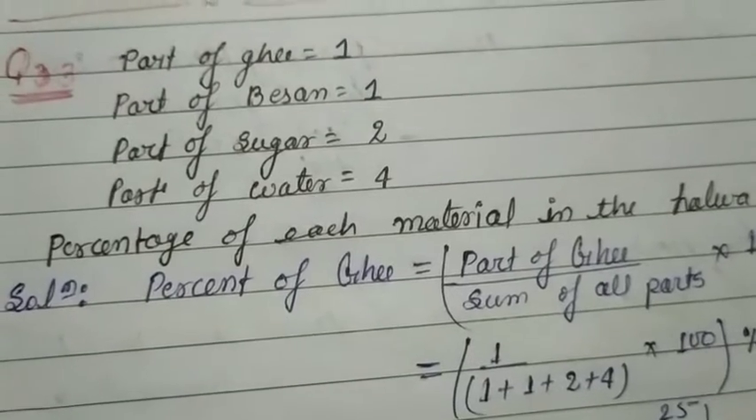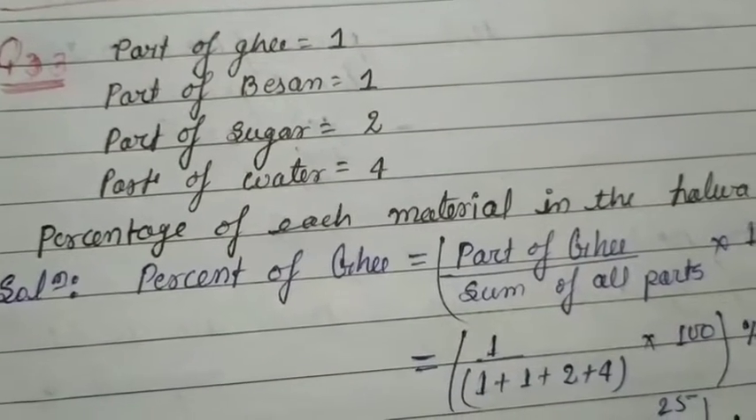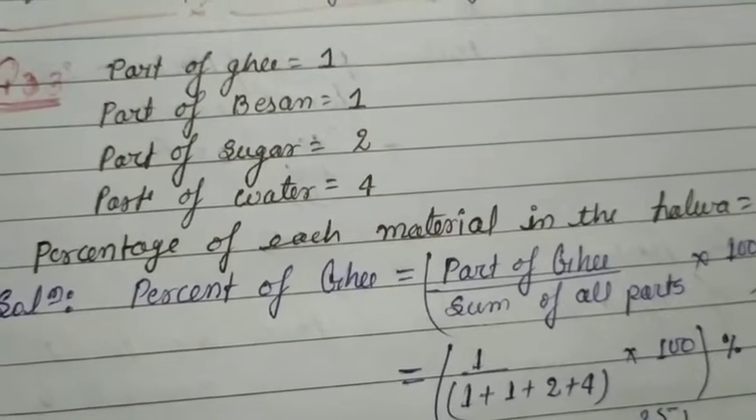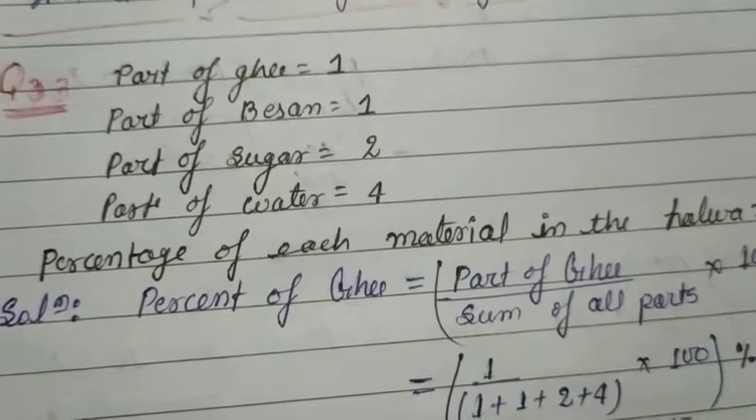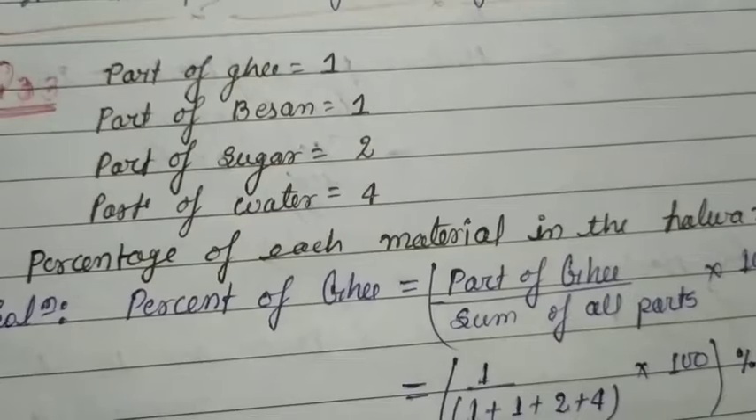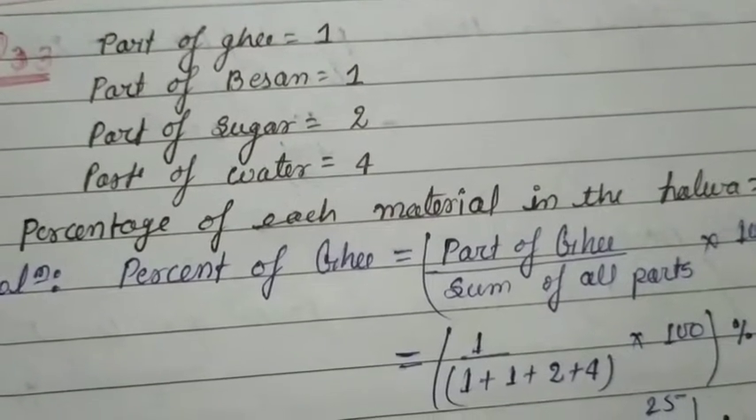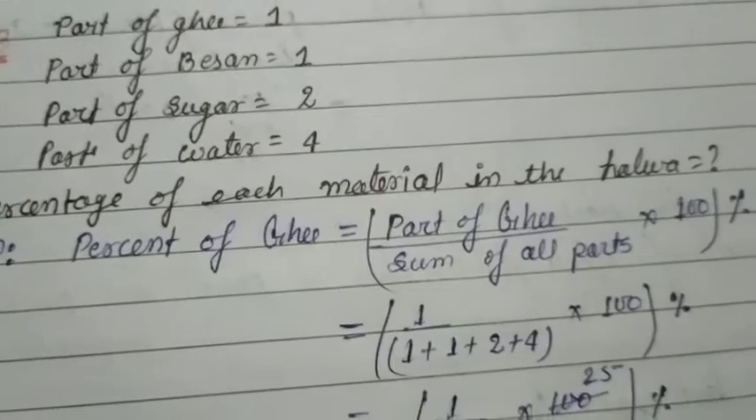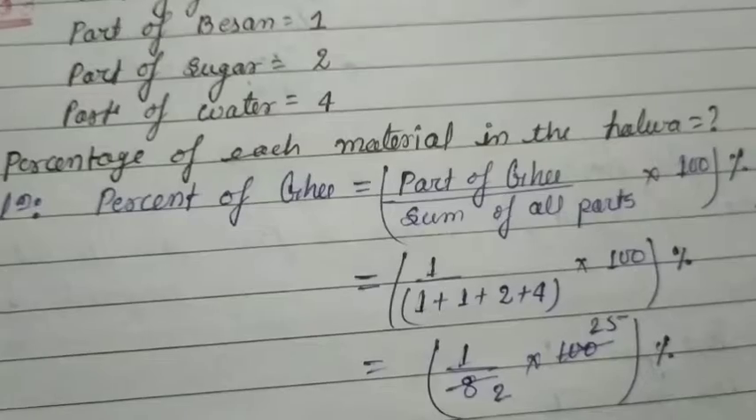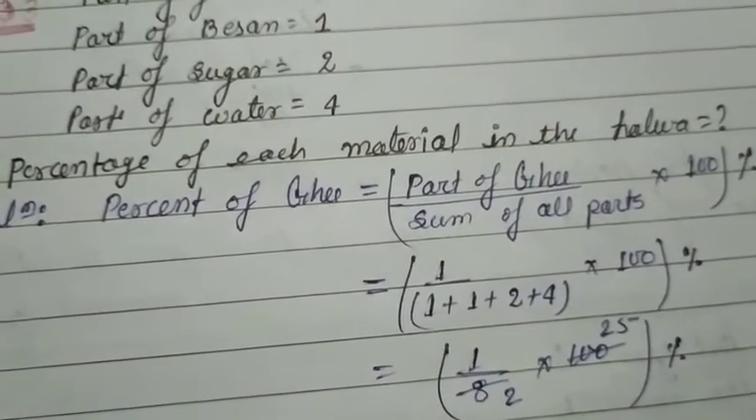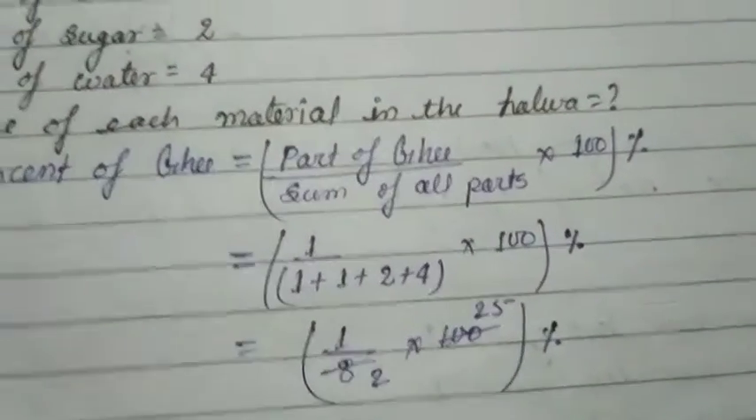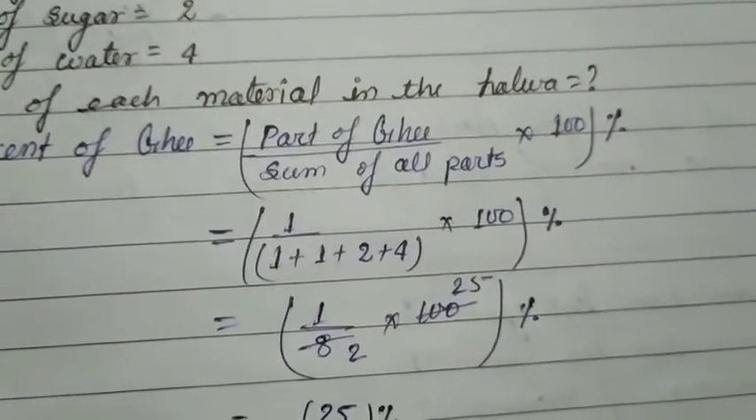When your mother asks you to cook halwa, she will instruct you to take 1 part of ghee, 1 part of besan, 2 parts of sugar and 4 parts of water. Then you can make halwa. The same question is related here: you have to find the percentage of each material in the halwa, meaning ghee, besan, sugar and water.